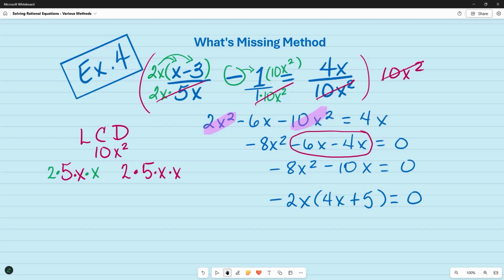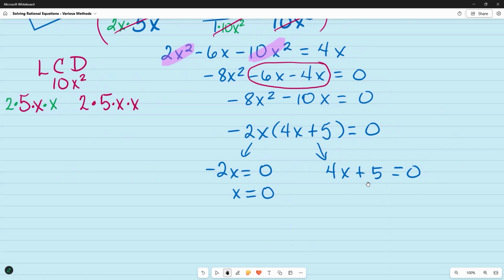So I have an x here, which means negative 2x is going to equal 0. So what will x equal in this case? Well, it's going to be 0 divided by negative 2, which is 0. Over here, I have 4x plus 5 is equal to 0. And then I would just solve for this by subtracting 5 on both sides and dividing by 4. So x is going to equal negative 5 over 4.